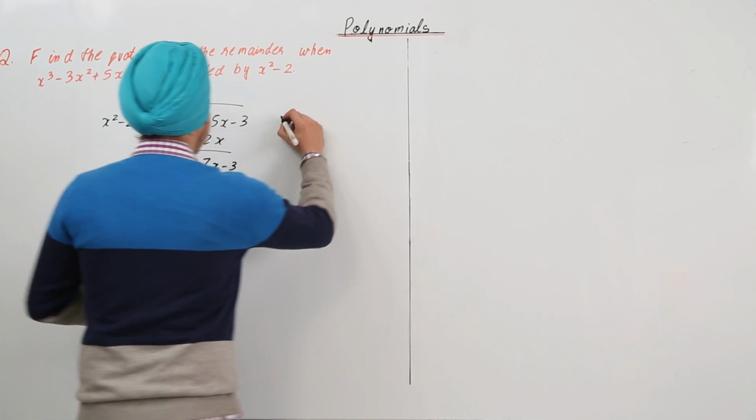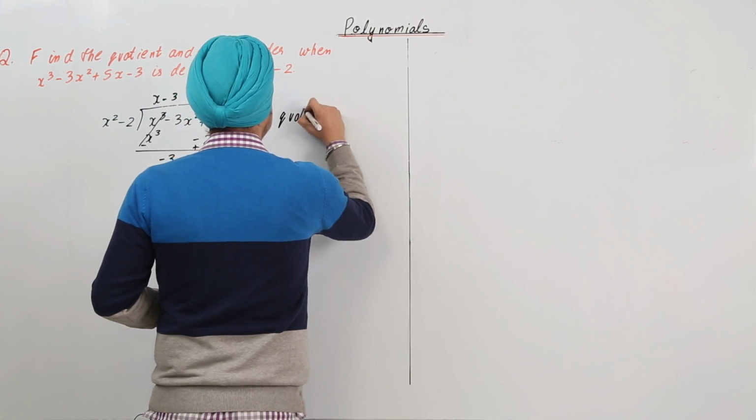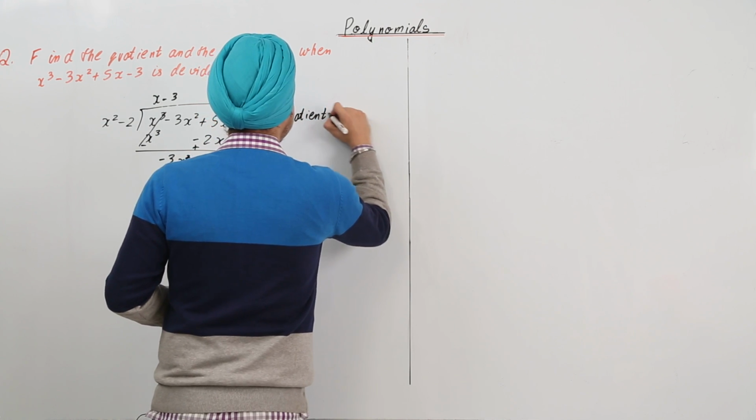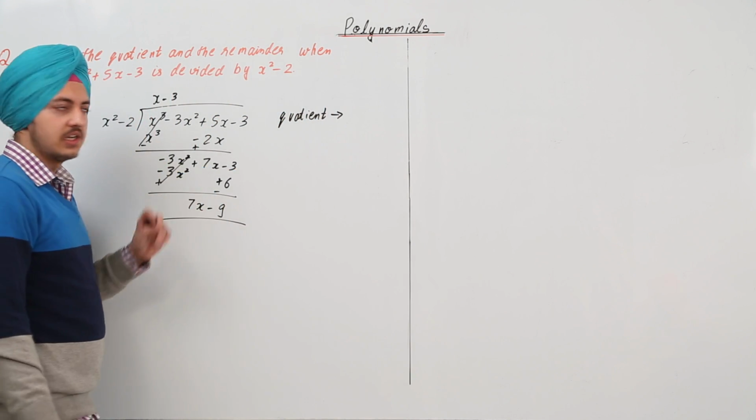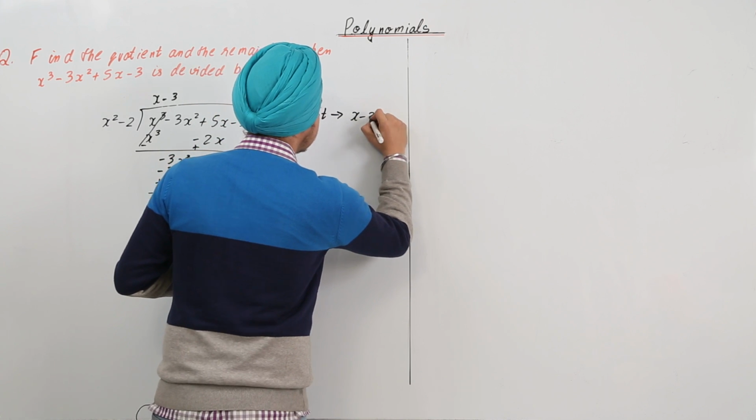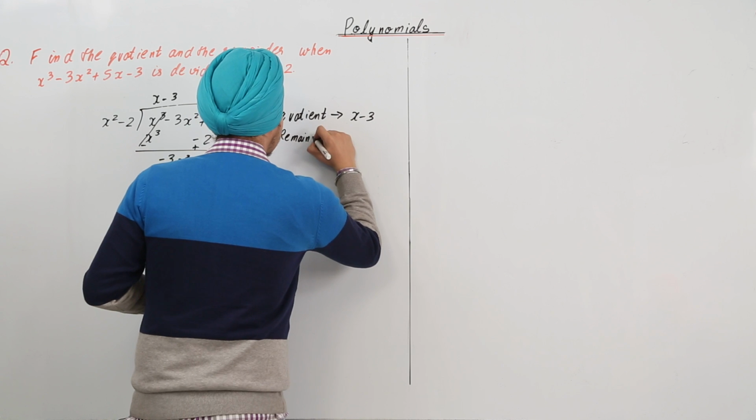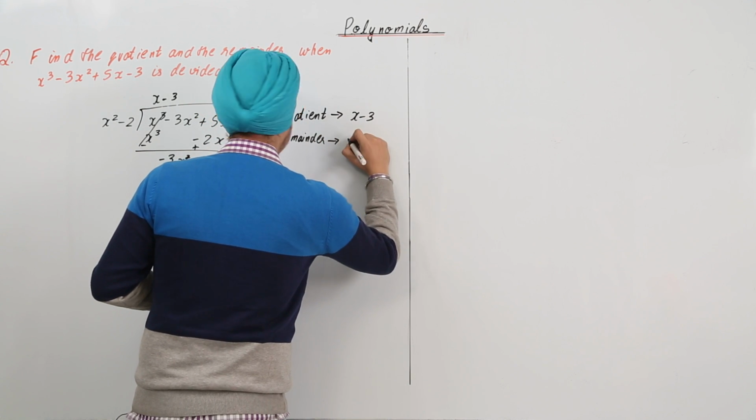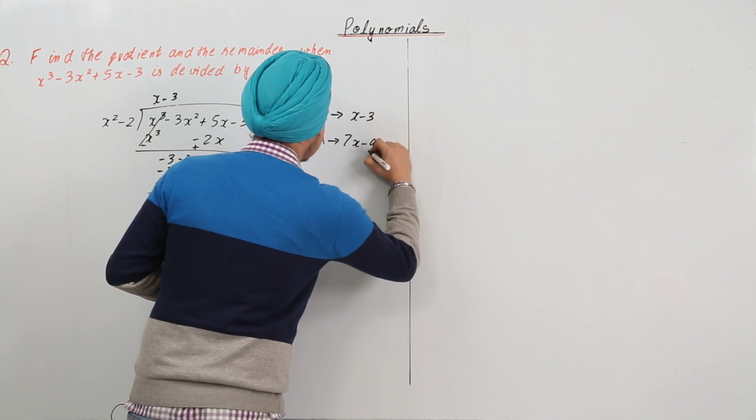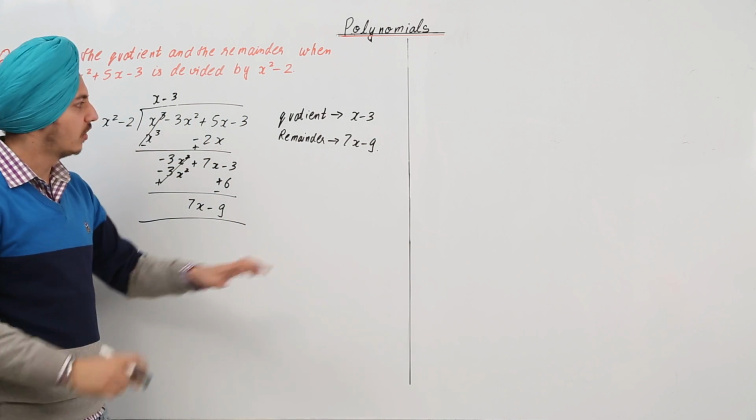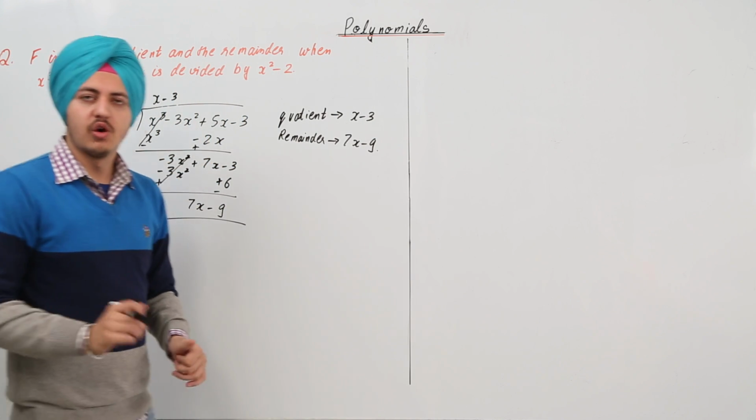From here, what do we get? What is the quotient? The quotient is x minus 3. What is the remainder? The remainder is 7x minus 9. So we have now reduced the remainder and the coefficient.